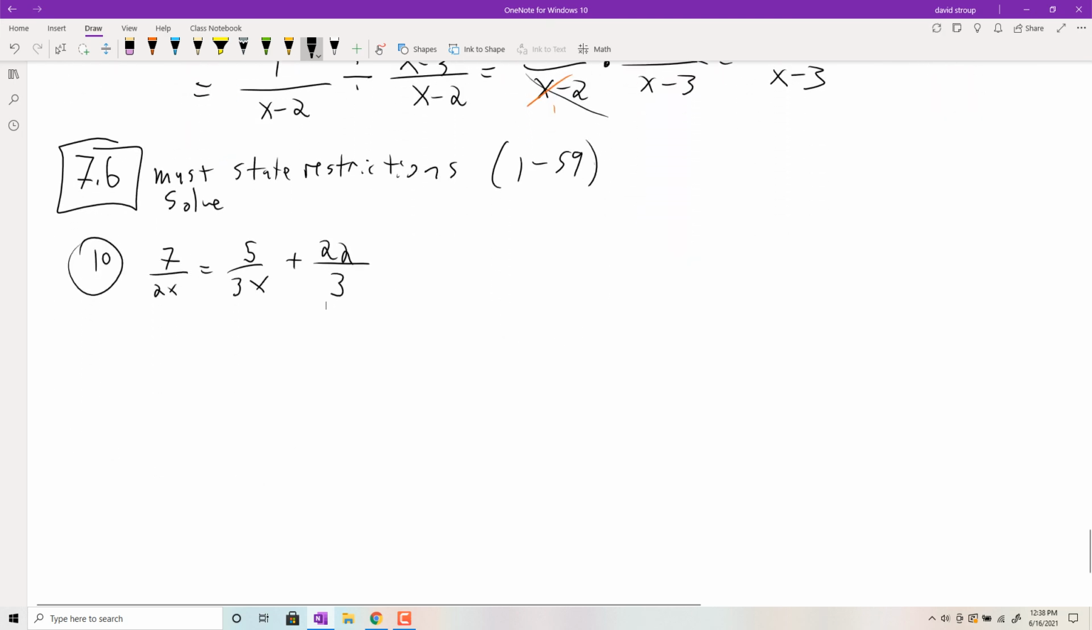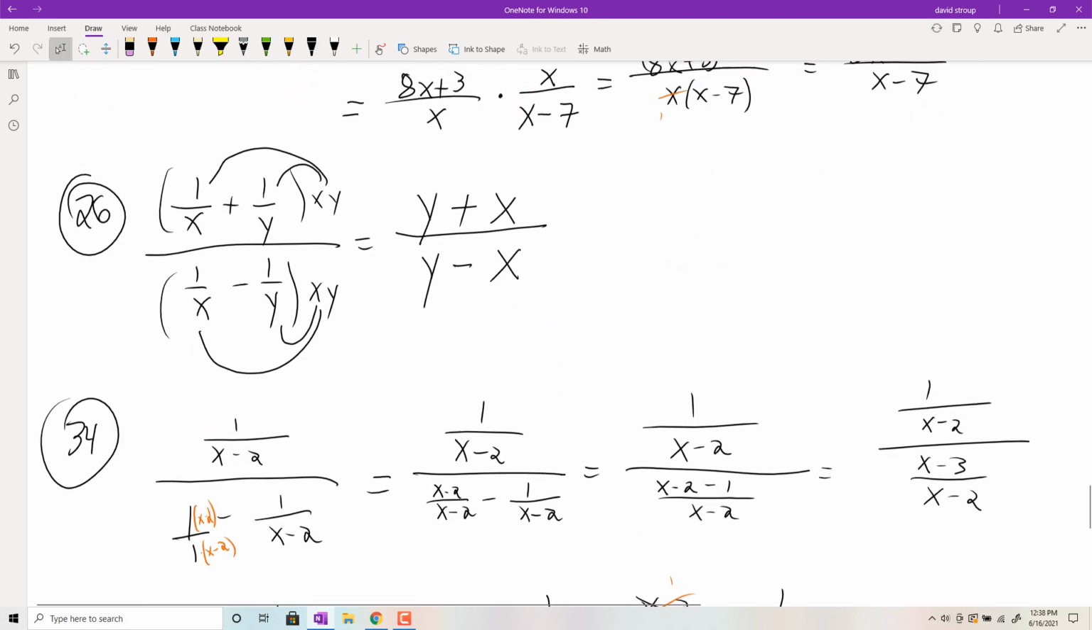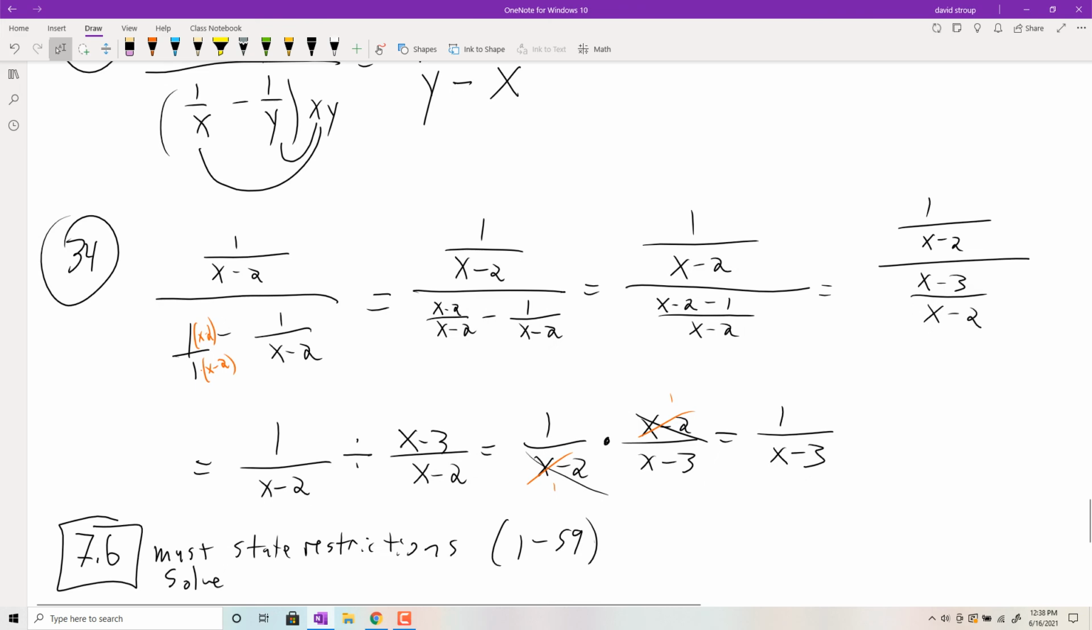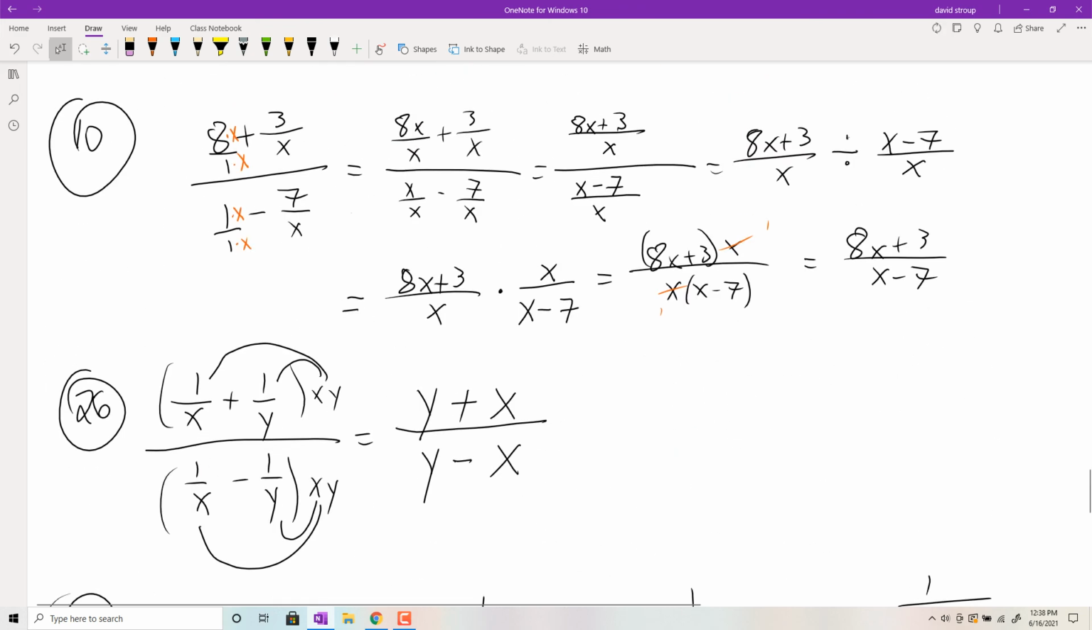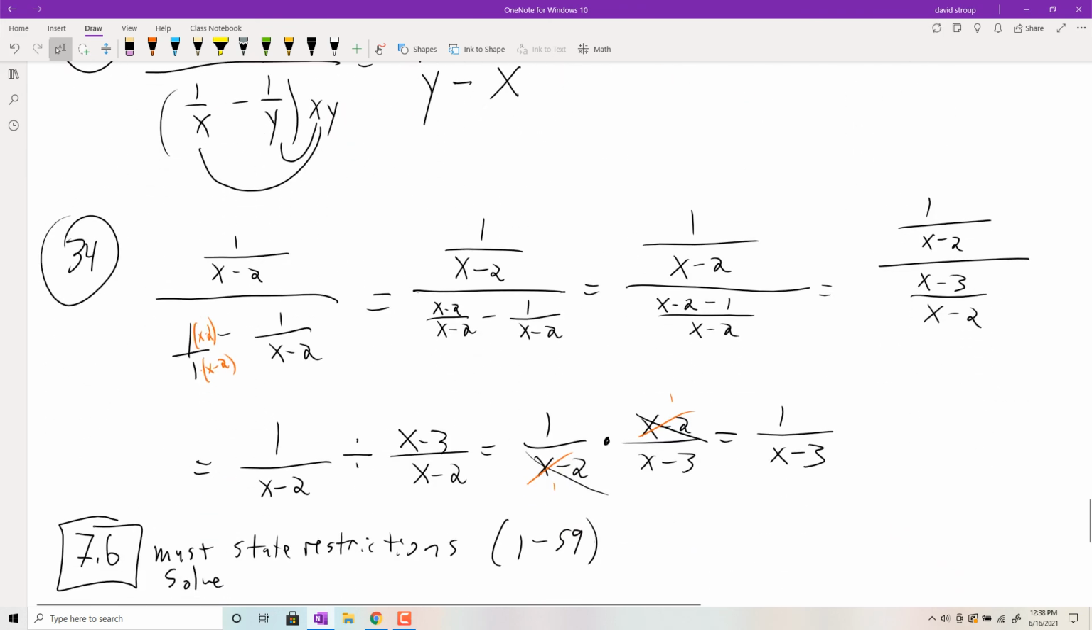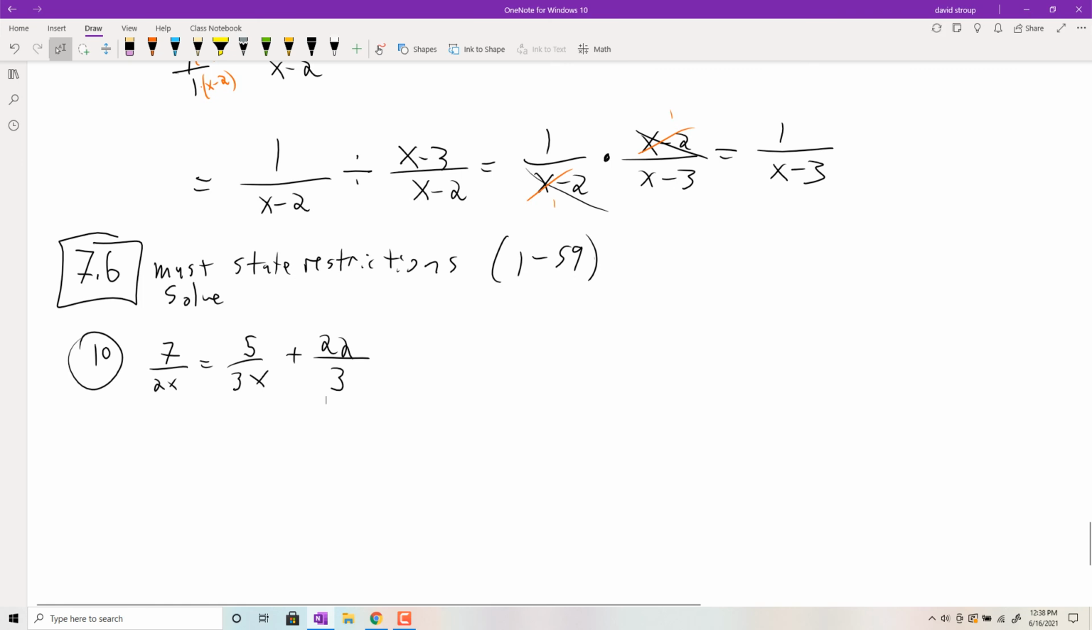Okay, so the deal is more like the 7.5 problems where you're multiplying top and bottom by the common denominator. That's how you want to approach these. That's how I expect you to. And if you don't do my methods, oh no, get out of town. You've got to do it the way I want you to do it. I have a method to my madness. You've got to do it this way.